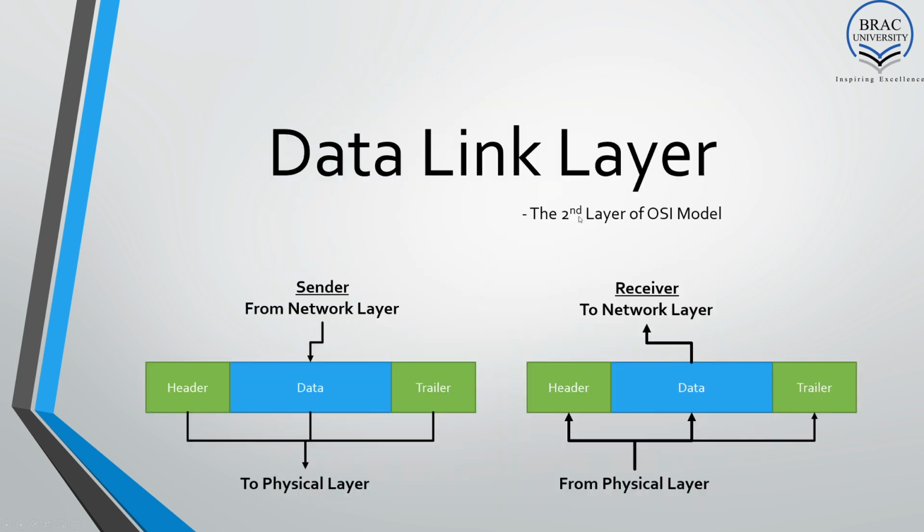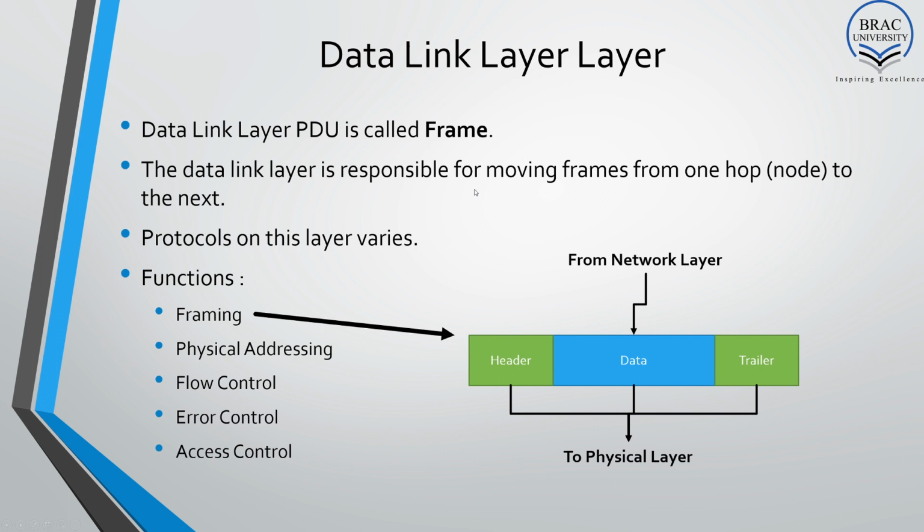All right. Next, the data link layer, the second last layer of the OSI model. In this layer, what happens is it adds a header and a trailer.